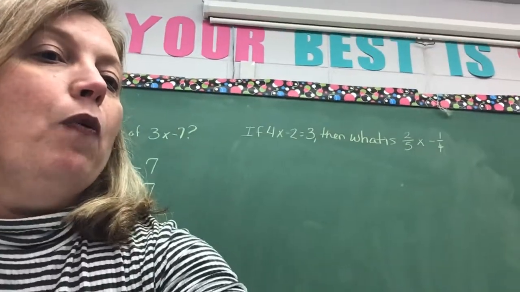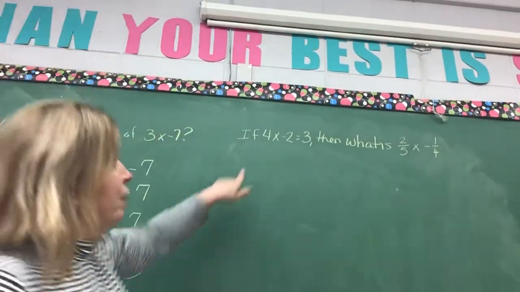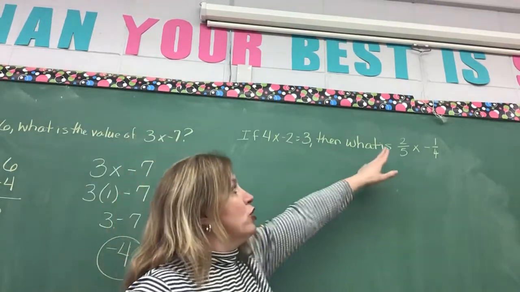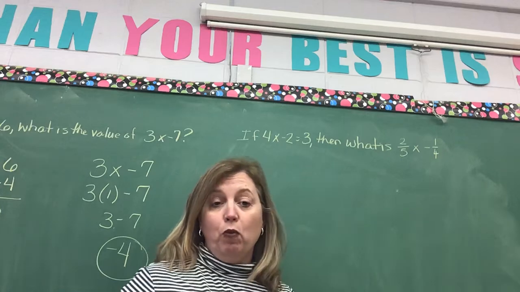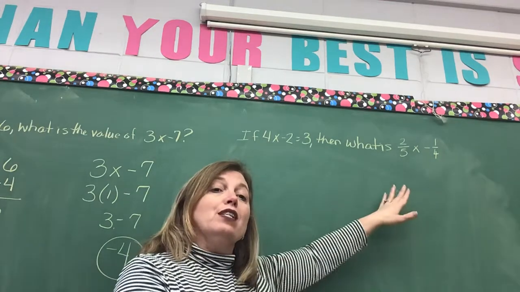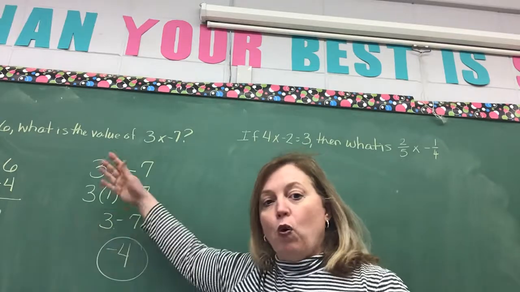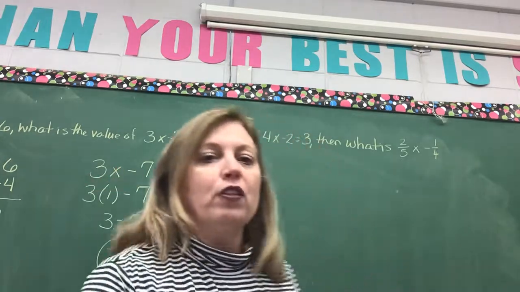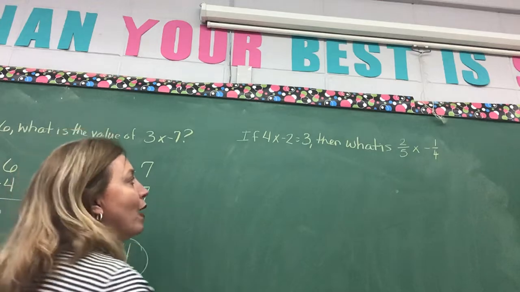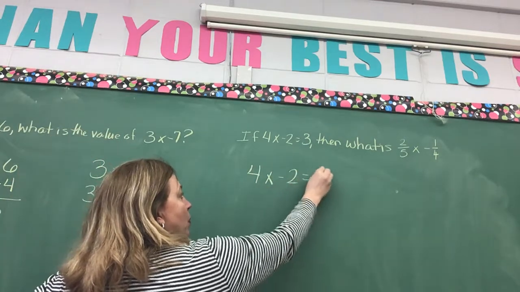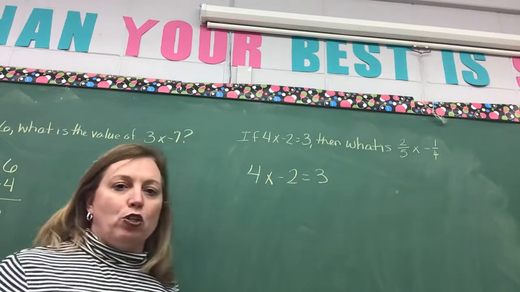Now, we said over here, if 4x minus 2 is 3, then what is 2/5 x minus 1/4? We're going to do this with the fractions in it the exact same way we did this problem over here with whole numbers. We're going to do the same way. There's nothing different about it, okay? So write down the equation that we can solve. Well, I know that 4x minus 2 equals 3.